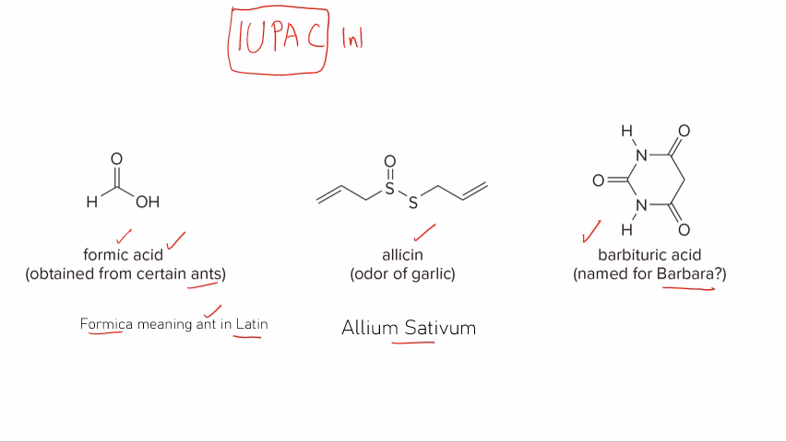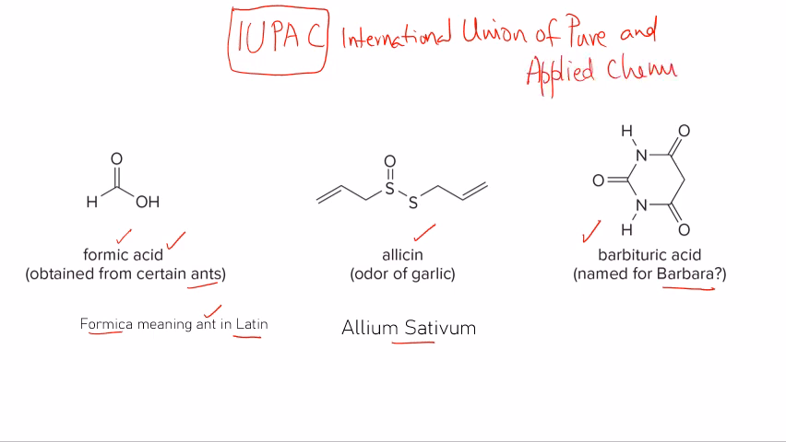So now let me write that. International Union of Pure and Applied Chemistry. That's a union, and as a group of chemists, they come up with the rules and how to name and how to modify if it is required.